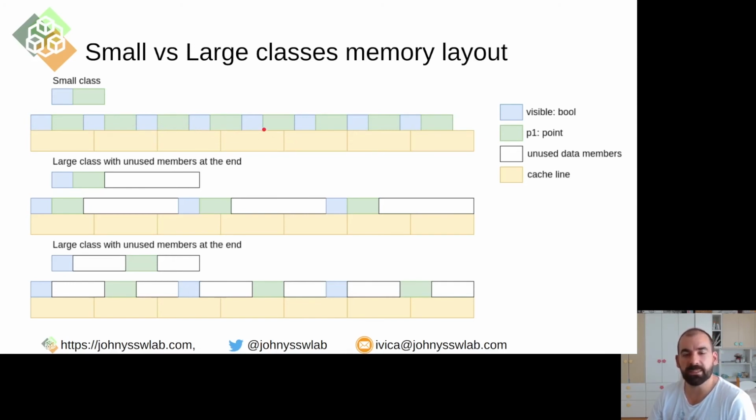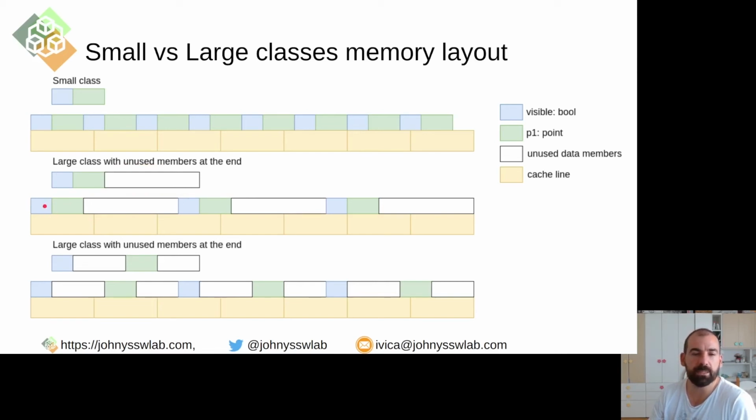But the good thing about this is that we are using all the data that the CPU has brought from the main memory. We are using all the bytes. Next, we have a large class with unused memory at the end. So this is a large class. It also has visible endpoint, but it has unused memories at the end. So we are loading, accessing visible endpoint 1.